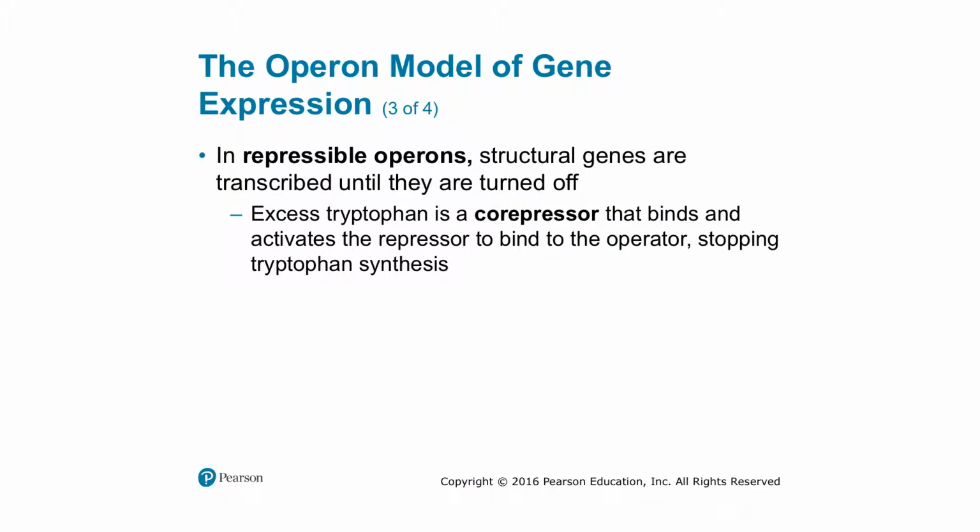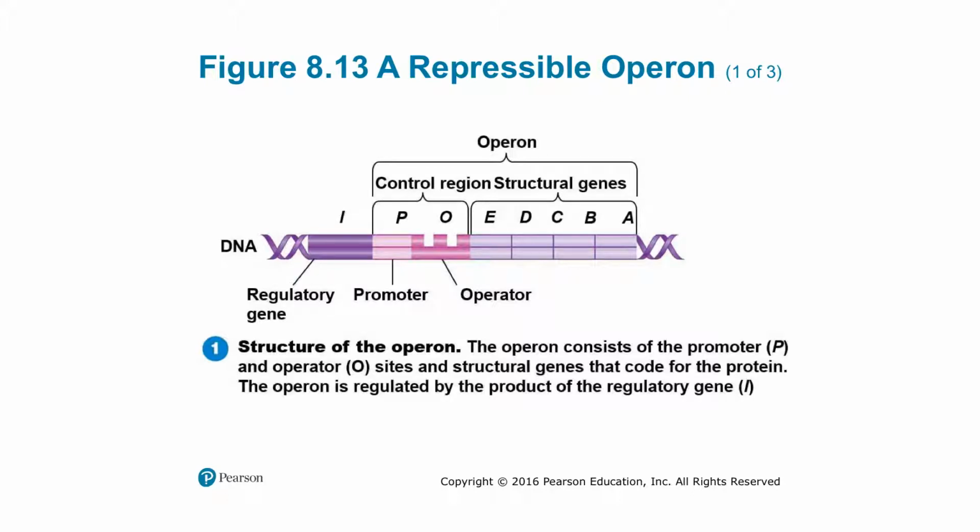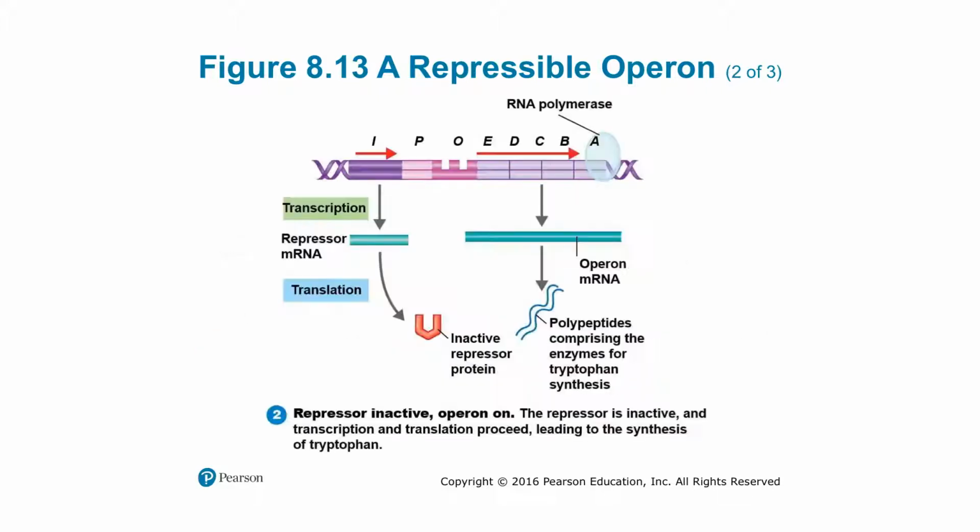And so in repressible operons, structural genes are transcribed until they're turned off. Excess tryptophan is a co-repressor that binds and activates the repressor to bind to the operator, stopping tryptophan synthesis. And so here is a repressible operon. This structure is very similar to the other one. And the operator sites and structural genes code for the protein, where the operon is regulated by the product of the regulatory gene I.